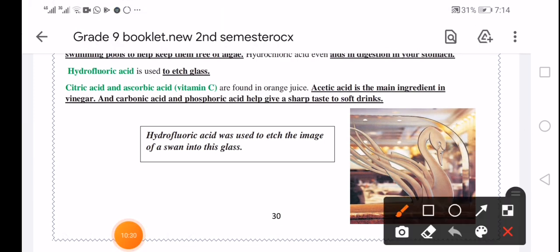Hydrofluoric acid was used to etch the image of the swan into this glass. Look, we use hydrofluoric acid to etch this glass like this image.